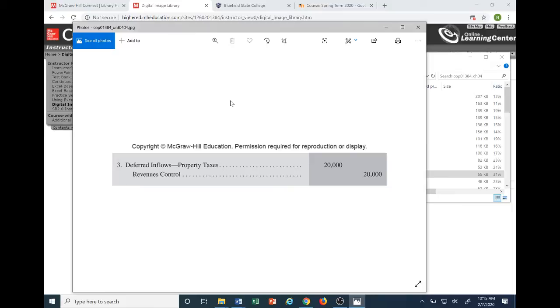And then what do we have to do? Where are we moving it to? Deferred revenue. So there's our credit, right? So it's just simple. Remember that debit credit. So that's the entry they would have made the previous year.